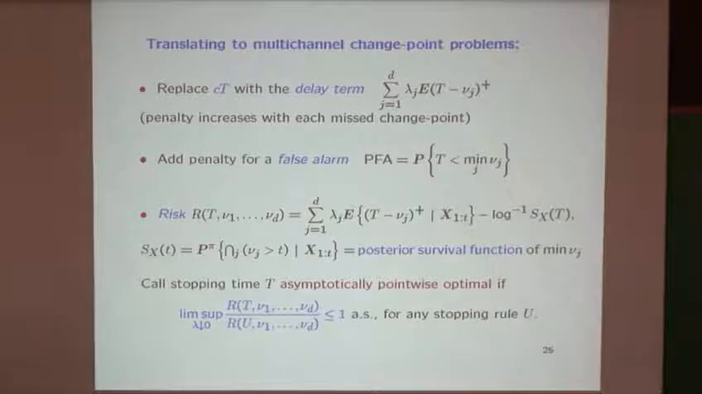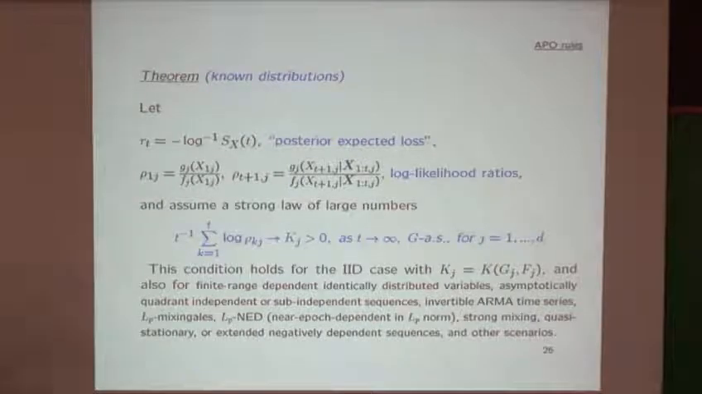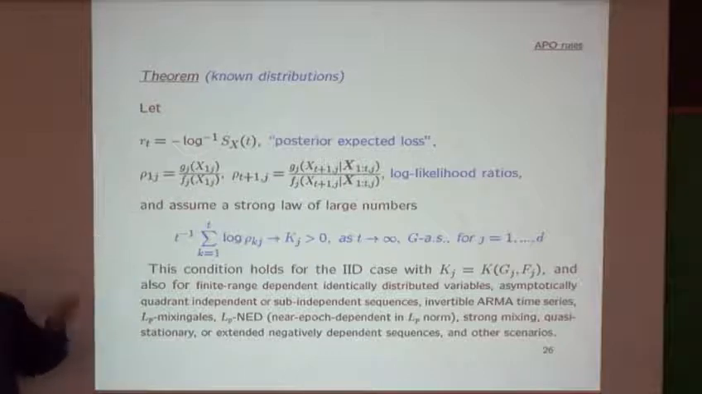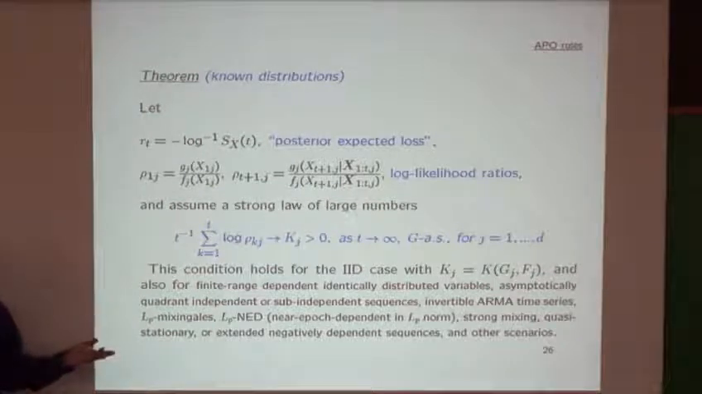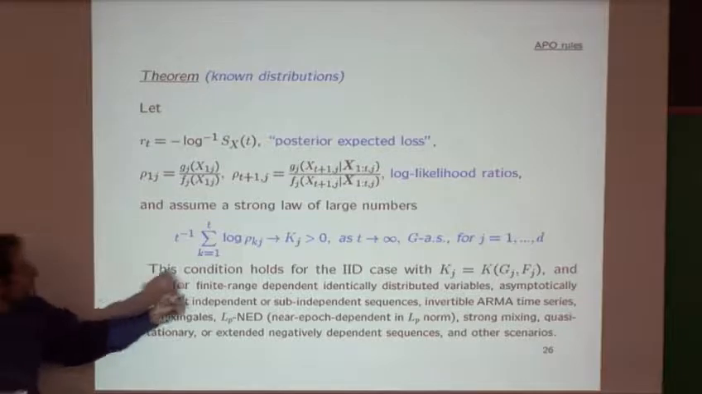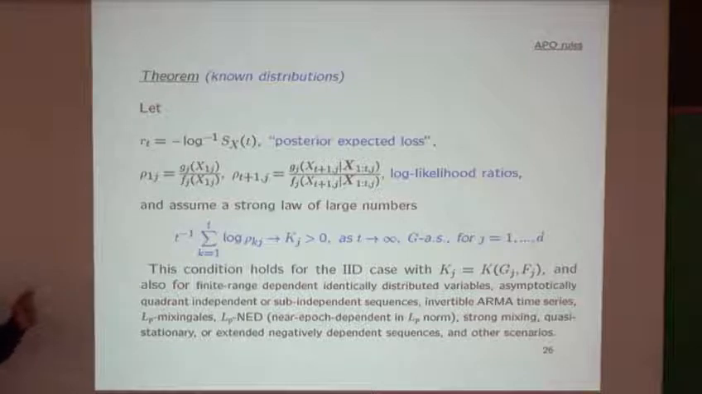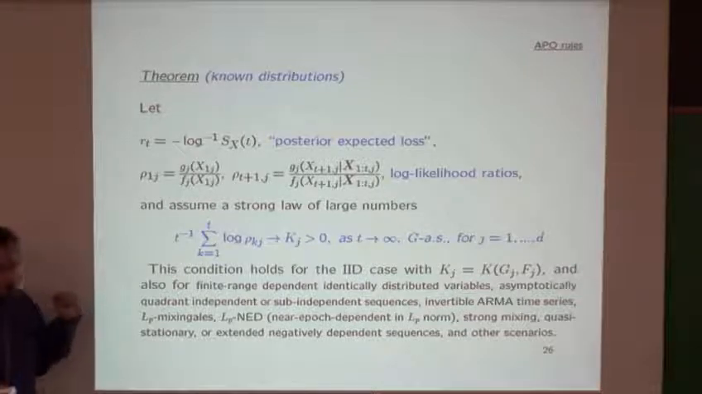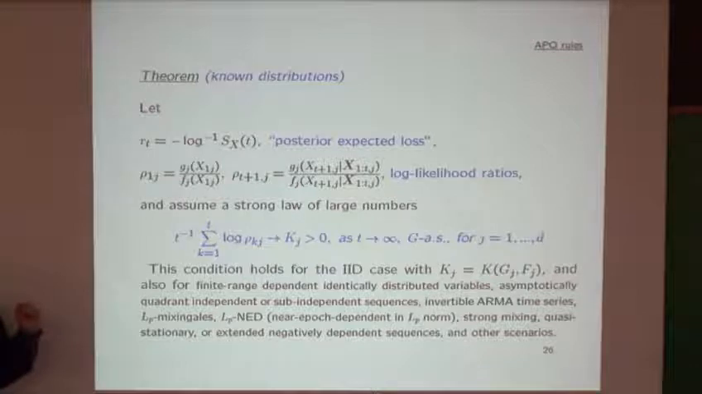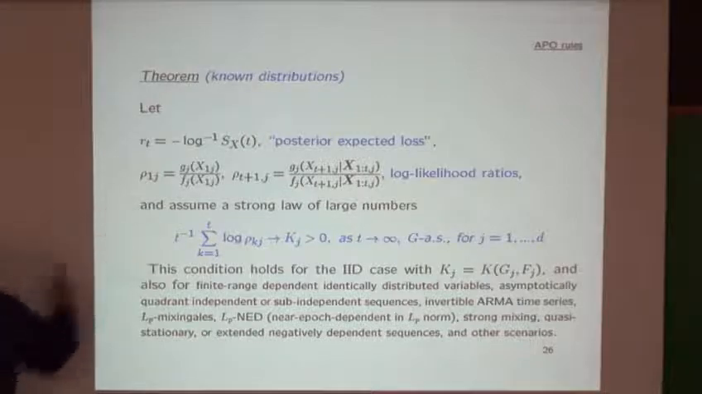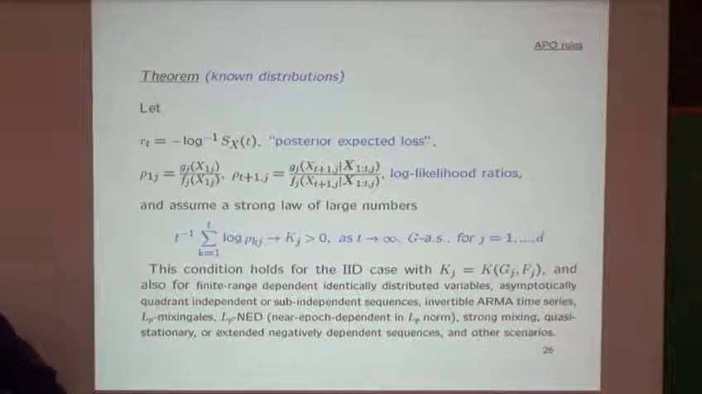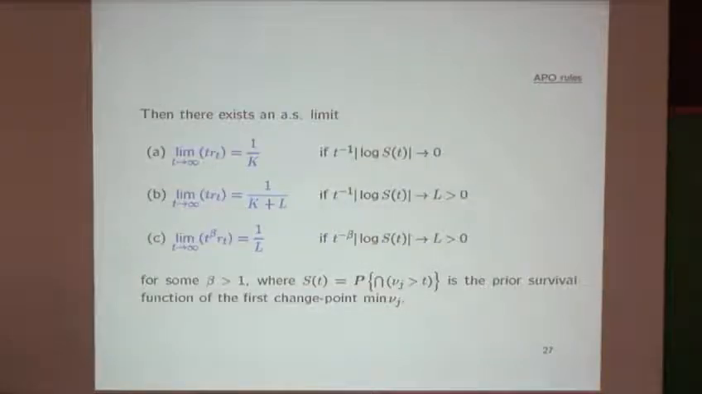So, how to get these APO stopping rules? Well, first of all, this can be based on log-likelihood ratios, just like the CUSUM procedure. And if there is no independence, then it will be based on the conditional log-likelihood ratios. All I need is the strong law of large numbers for the log-likelihood ratios. In the IID case, obviously, this converges to the expectation, the Kullback-Leibler information. But, of course, the strong law of large numbers works in many other situations. So this is quite general. In applications, all we need to do is to verify this condition.